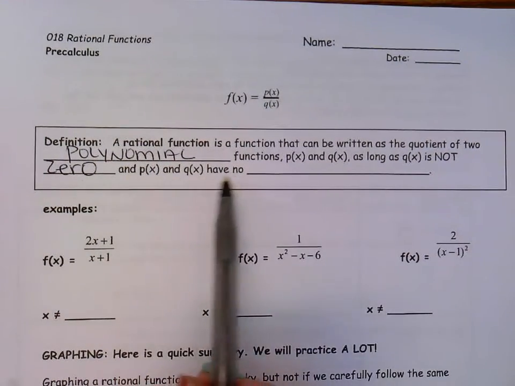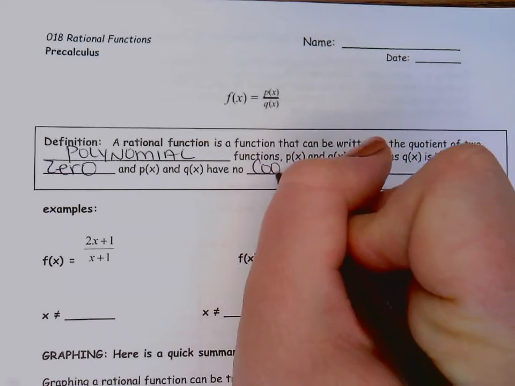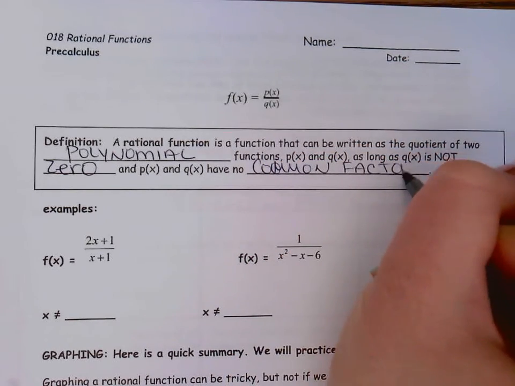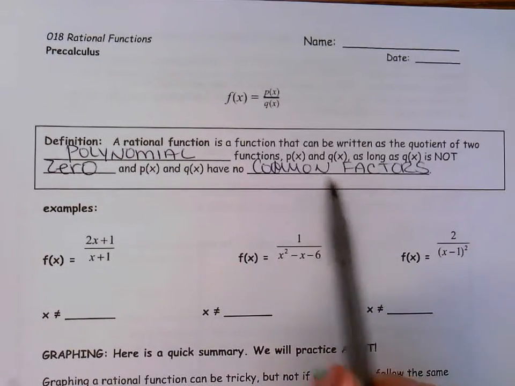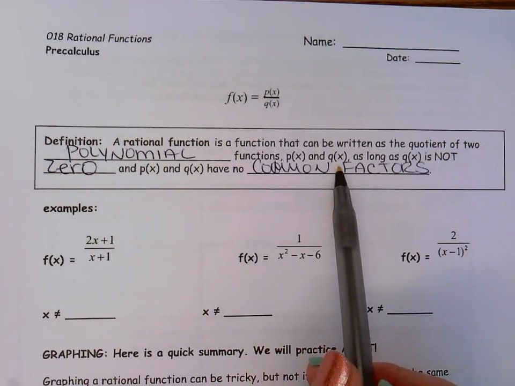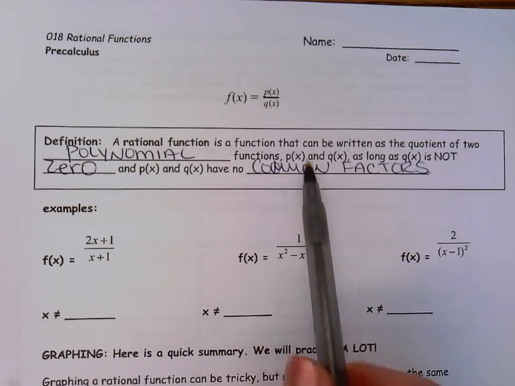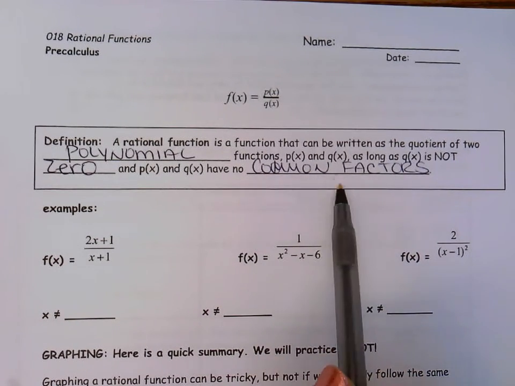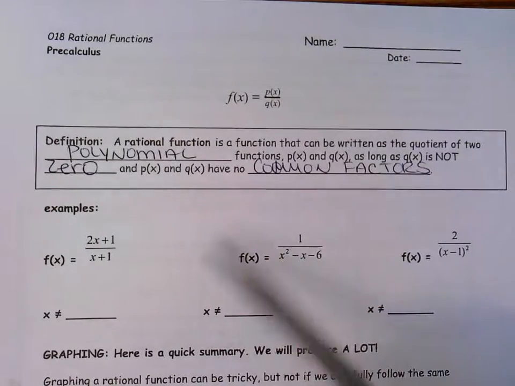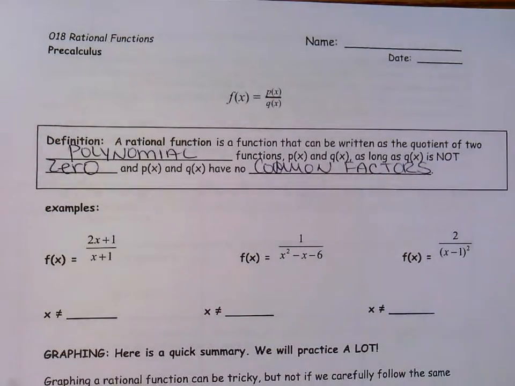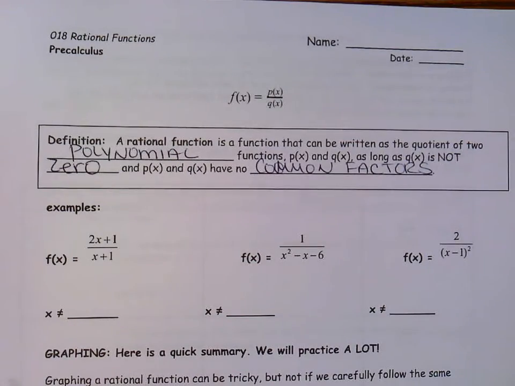And P of x and Q of x have no common factors. We alluded a little bit to what's going to happen when you have common factors and you cancel things, but we'll talk about that more in notes 019 because that's when we have holes in our function. So in this whole set of notes, we're not going to see common factors, not till we get to 19, kind of the step up. Now there's going to be holes in our rational functions.